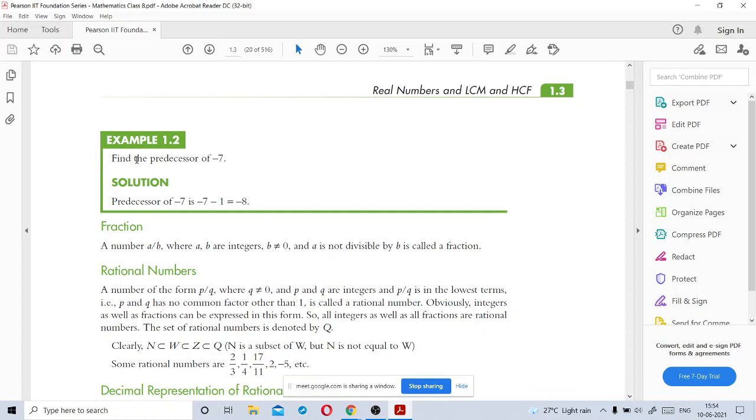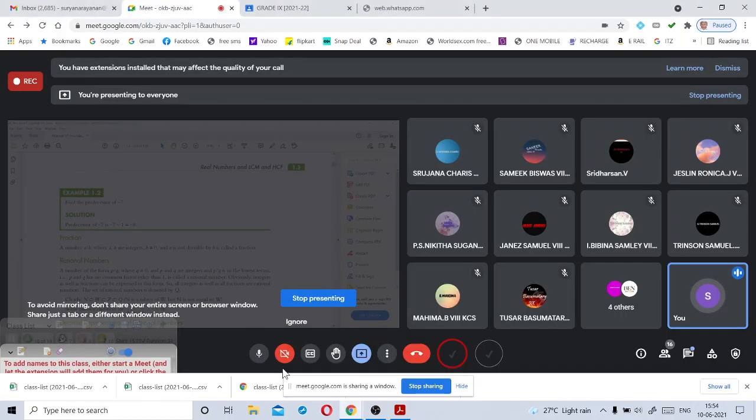See the next example. Find the predecessor of minus 7. See this solution. Predecessor of minus 7 is minus 7 minus 1, that is equal to minus 8. Understood this example, my dear children? Understood these two examples on finding successor and predecessor of a given integer? Yes, sir. Understood this one?